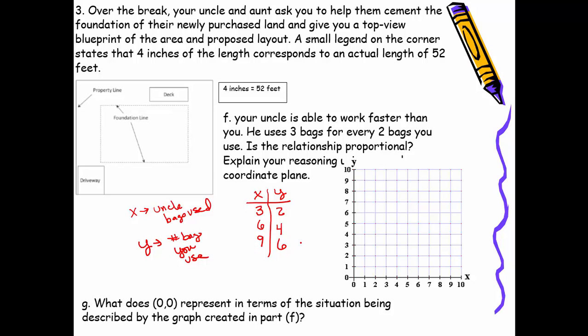And so we're trying to figure out, is this a proportional relationship? Let's just plot those points. Let's plot (3, 2), (6, 4), (9, 6). So there's (3, 2), there's (6, 4), there's (9, 6), and as you can see, once you draw a straight line through those, it does go back through the origin. So yes, it's proportional. It's a straight line through the origin.